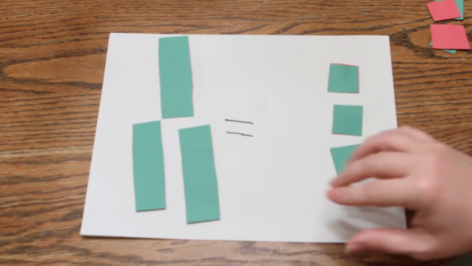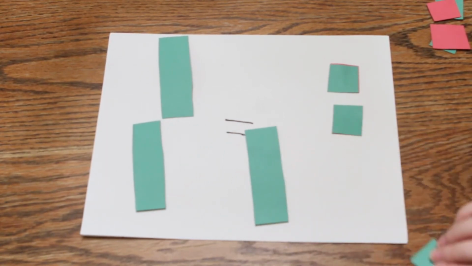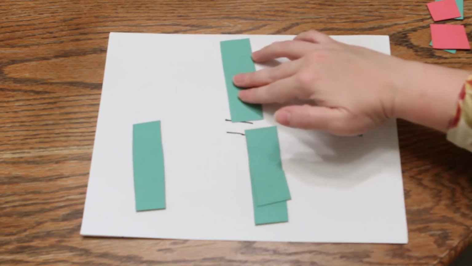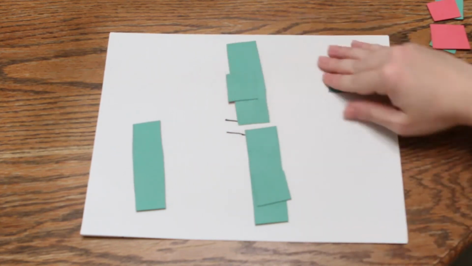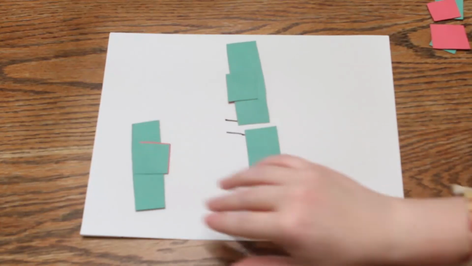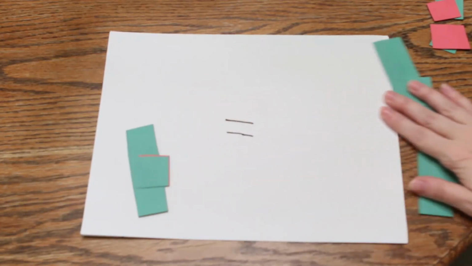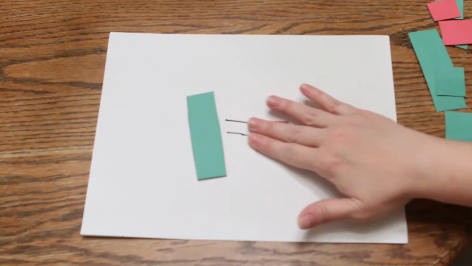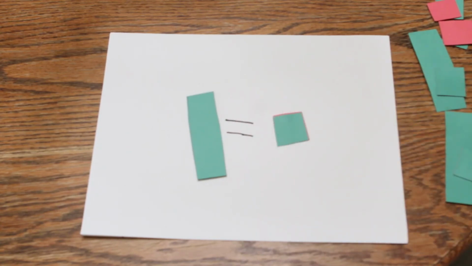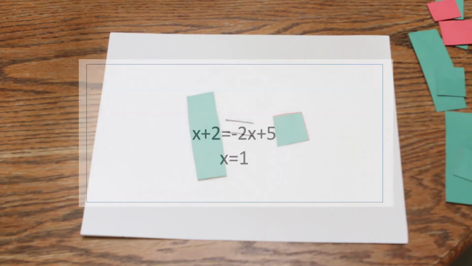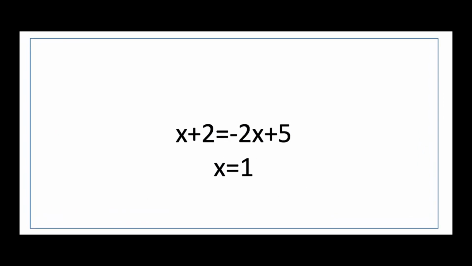Divide both sides by 3. For every x, there's 1 1. So, x equals 1 is a true equation. Algebra tiles are awesome. In conclusion, we've used algebra tiles to model operations with integers, operations with polynomials, and solving equations.